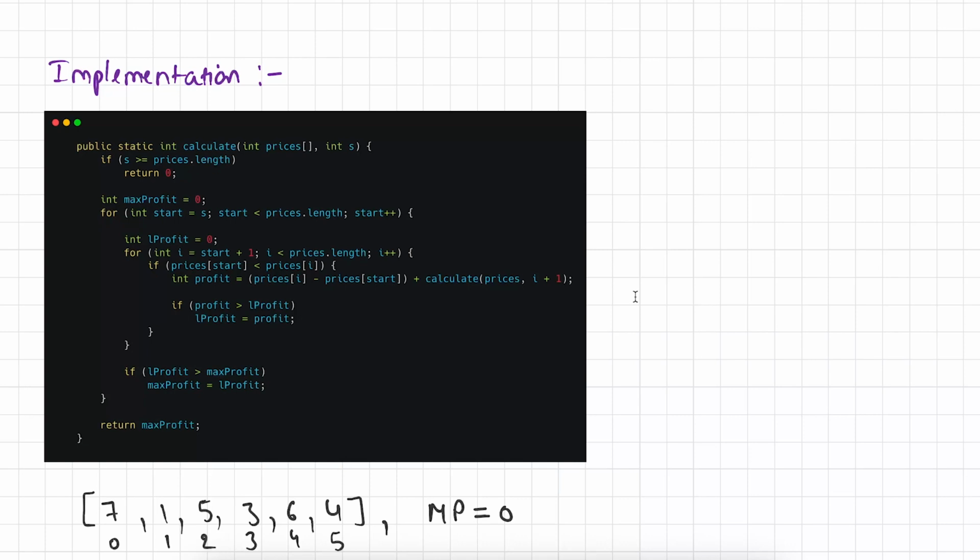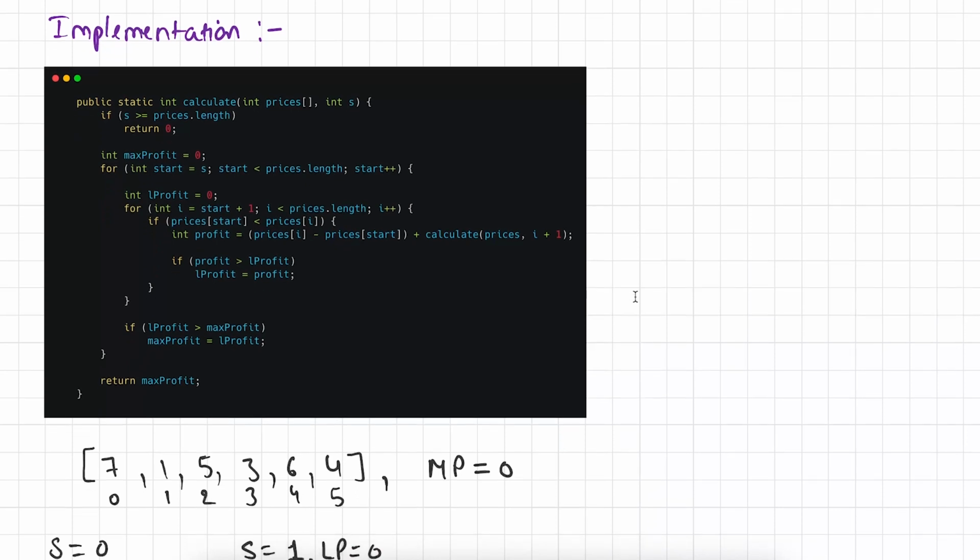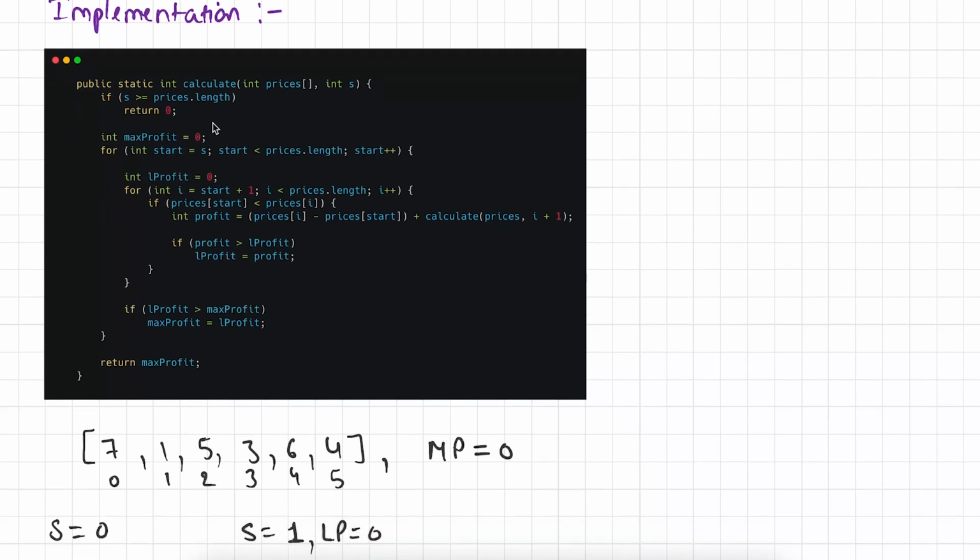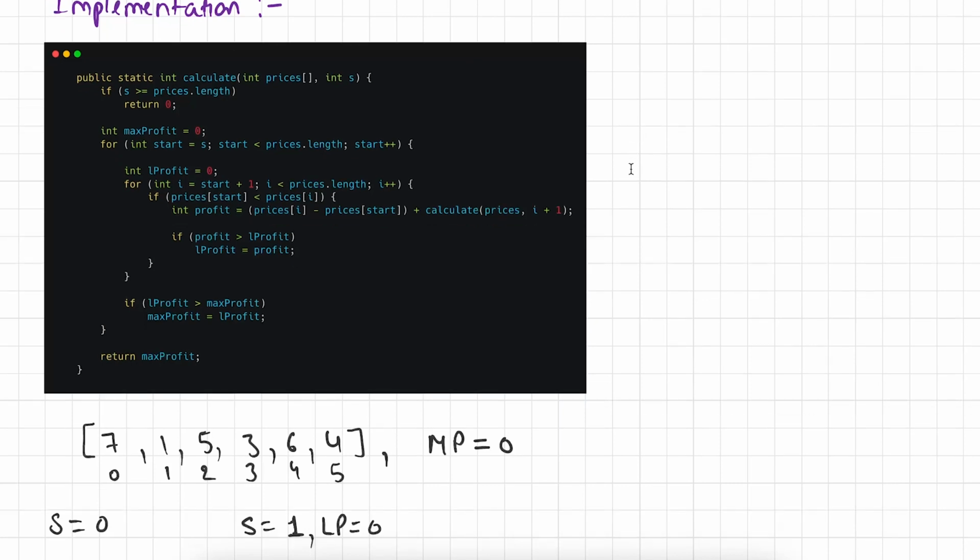I know this implementation is a little bit tricky to understand, but let's try to understand it with this same example. Okay, so here we have a function calculate, and this function is taking prices as an array and the index of the day. And this is our base condition, that if our index goes beyond prices dot length, then we simply have to return 0. And then we are initializing the maximum profit variable to 0, and then we are starting a loop and running this loop till less than prices dot length. Okay, it means from 0 to 5.